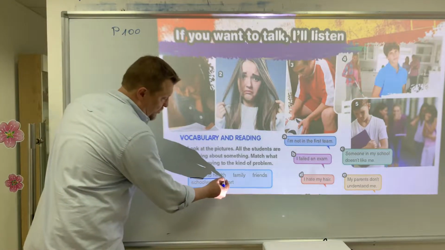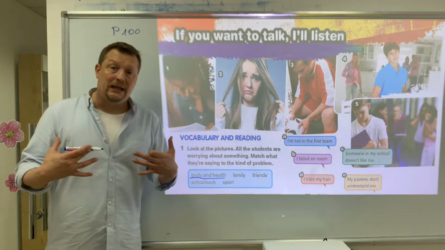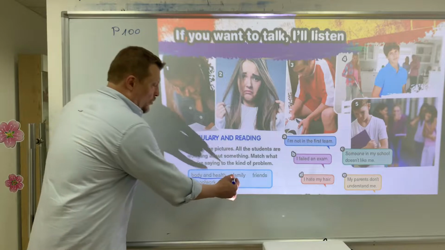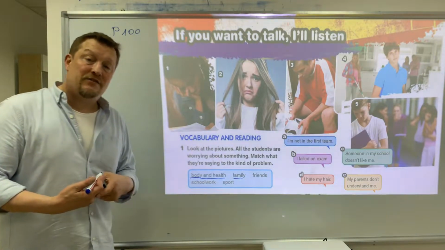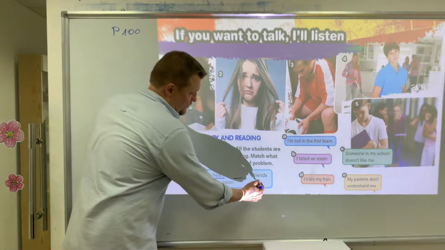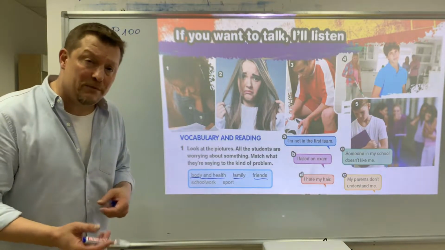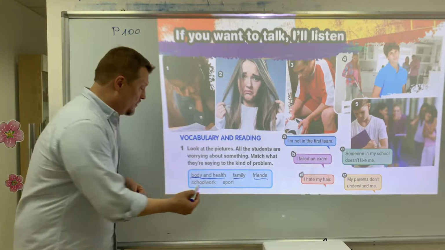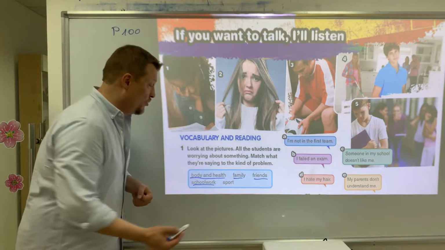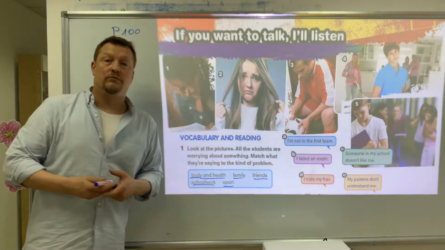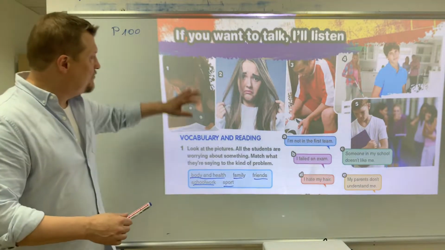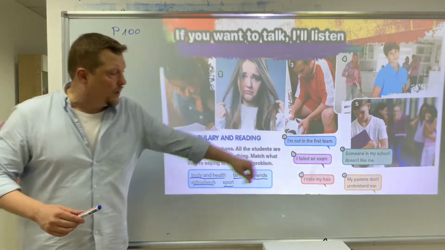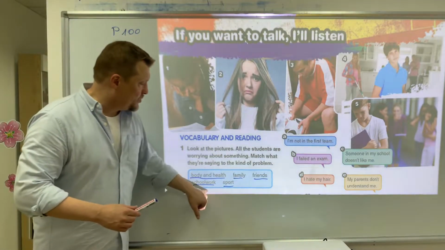So you could have problems about body and health. You could have problems to do with your family, family matters, family problems, friendships, friends problems, schoolwork, or sports. Okay. Now, we need to match the pictures, the speech bubbles, and the category.